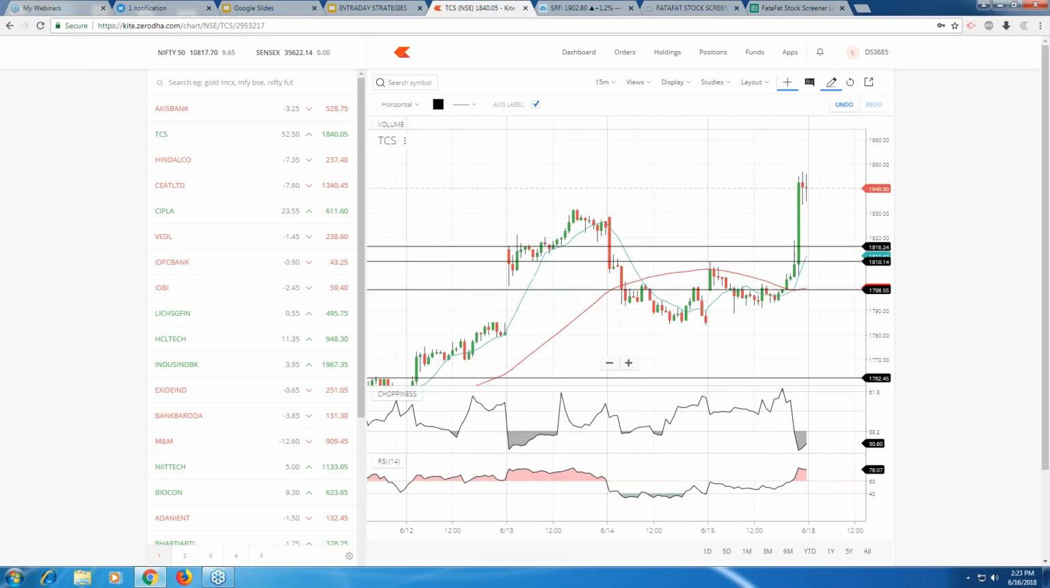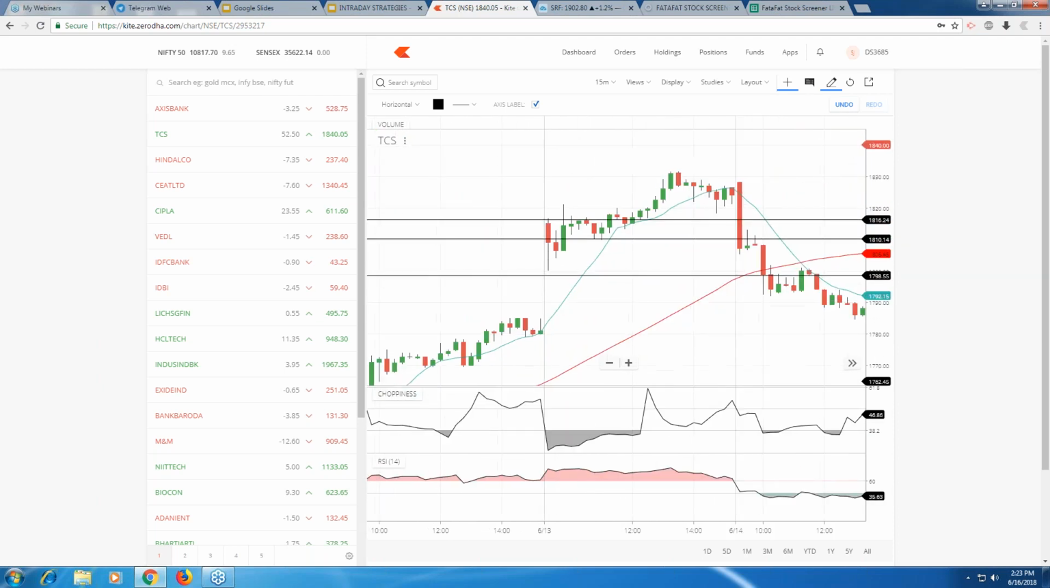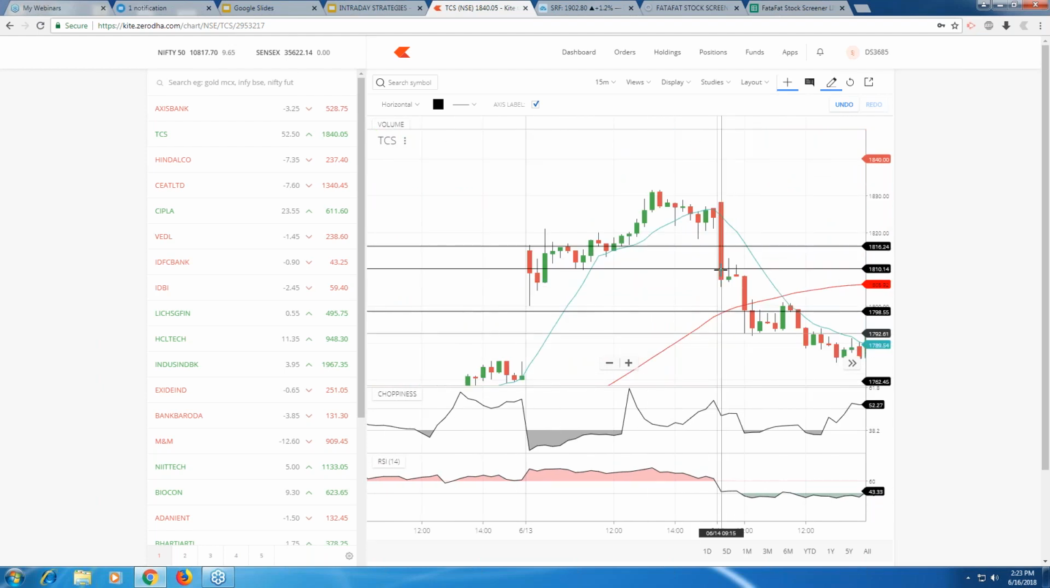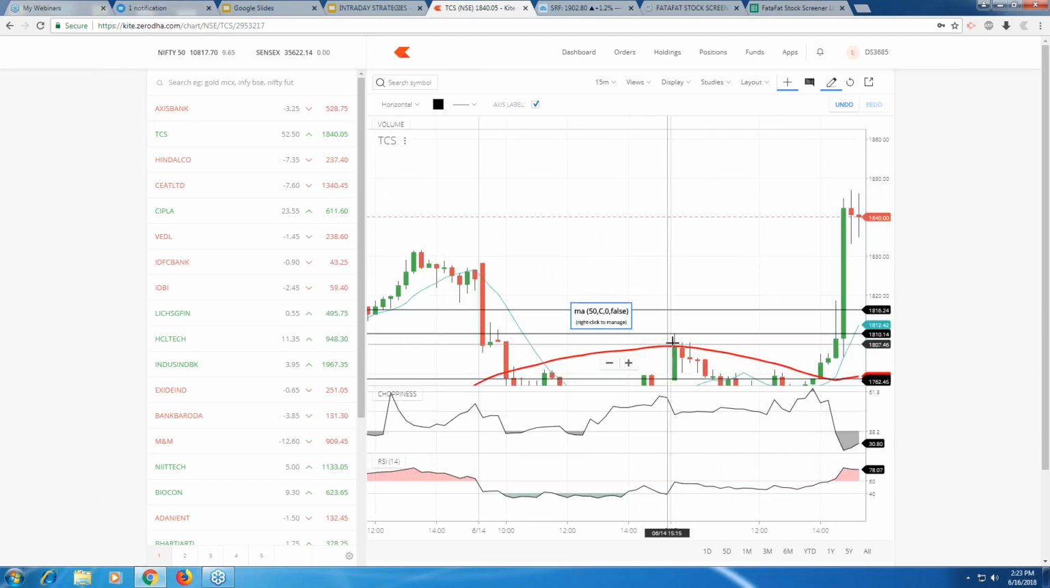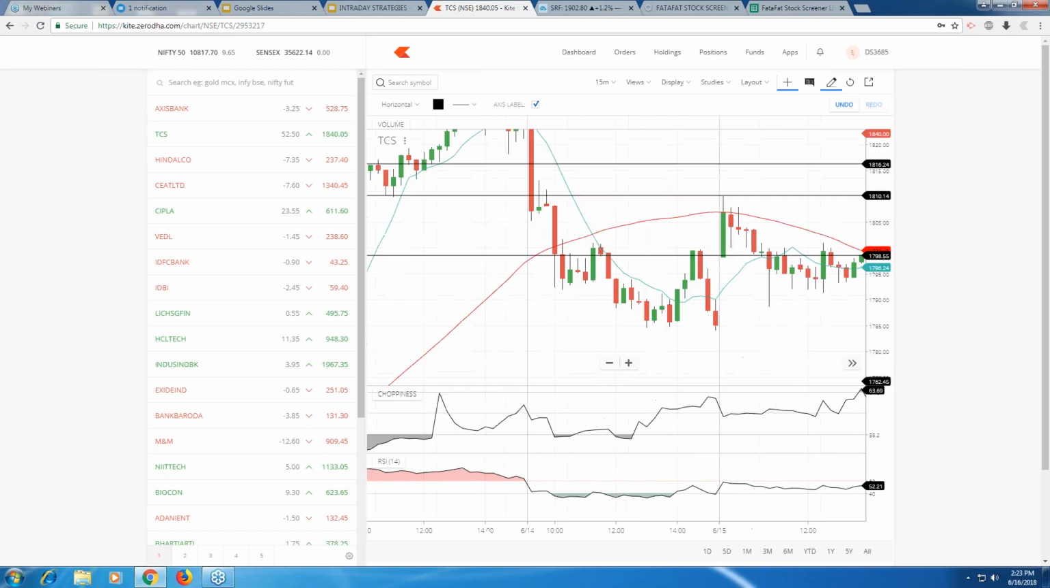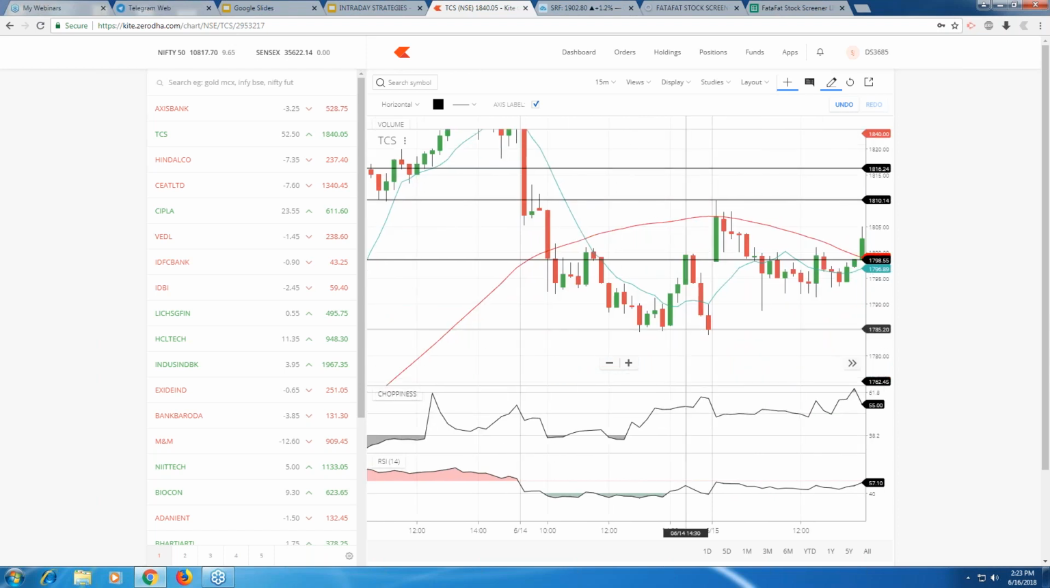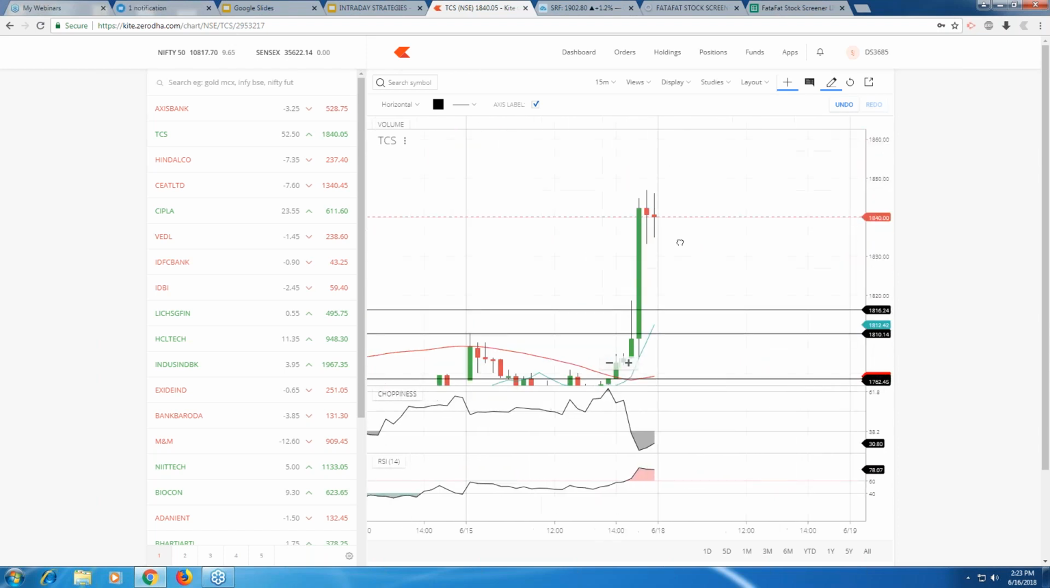For example, here RSI just came below 60. Look at the beautiful fall the stock had. And it further fell from here till here. It remained in the downward direction, and then between 40 and 60 it did nothing, but the moment it crossed 60 you had a beautiful entry.